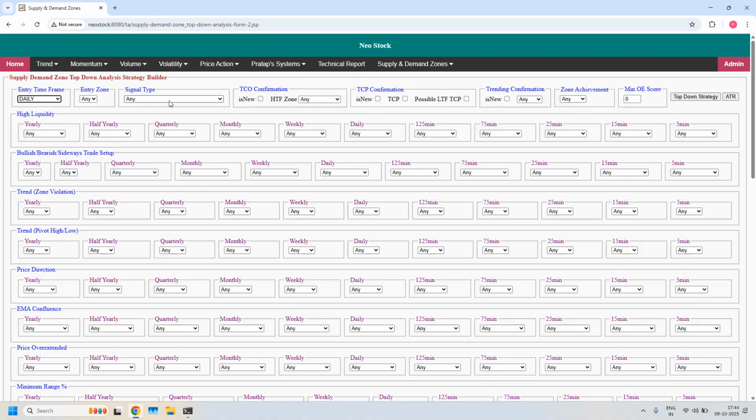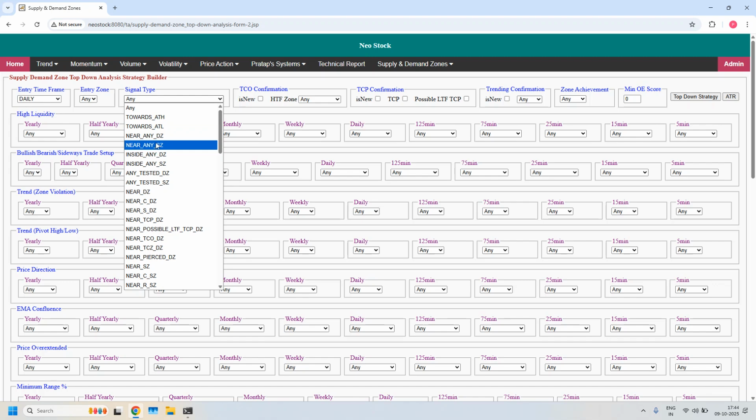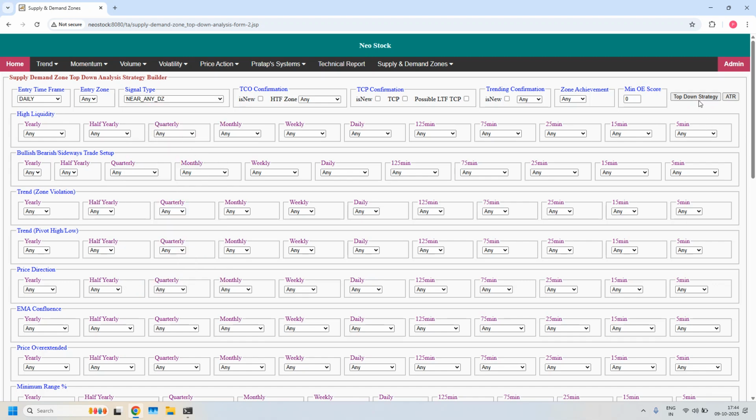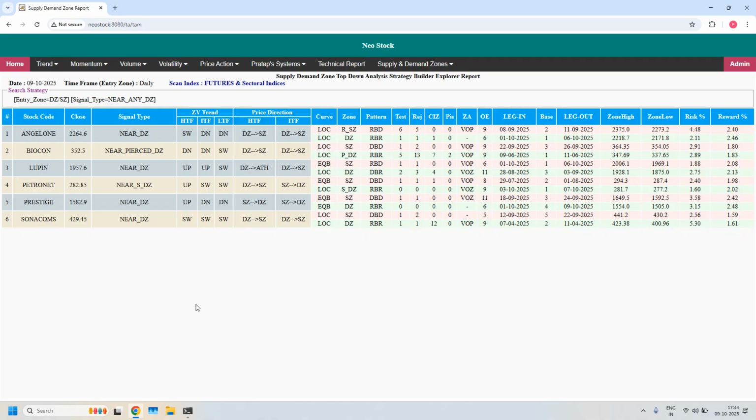First, daily time frame, stocks near the daily demand zone. We got 6 stocks. Let us identify high liquidity daily demand zones. Petronet is having a high liquidity daily demand zone. We got only one stock from this list. I'm giving you very few seconds to watch the reports, so I request you pause the report, study the report, and after that you can proceed to the next reports.